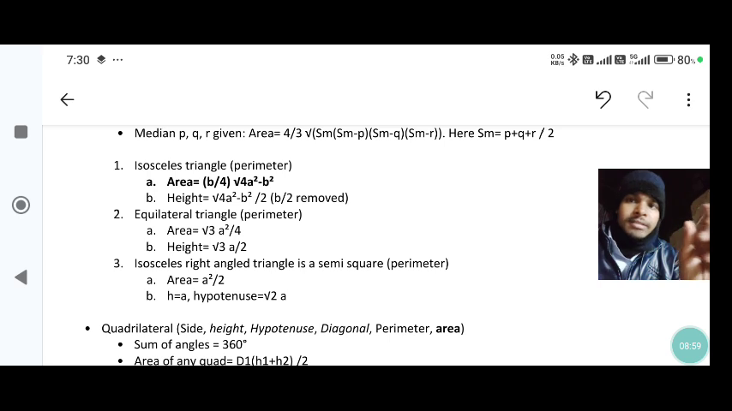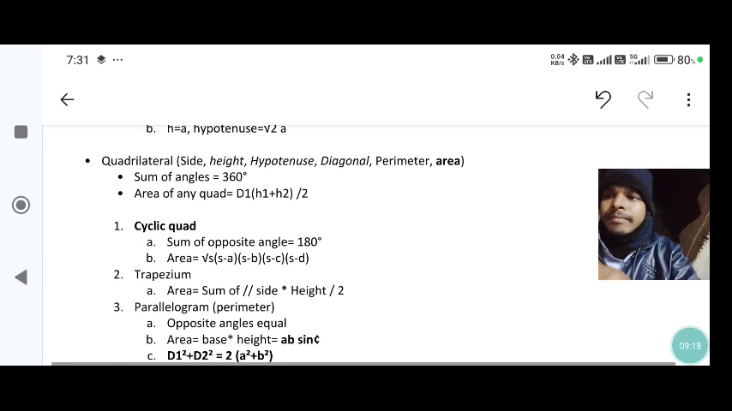For an isosceles right angle triangle, the area will be equal to a square divided by 2. Why? Because it is a semi square. It is half of the square. So the area will be a square divided by 2. And its height will be a, but hypotenuse will be root 2a.